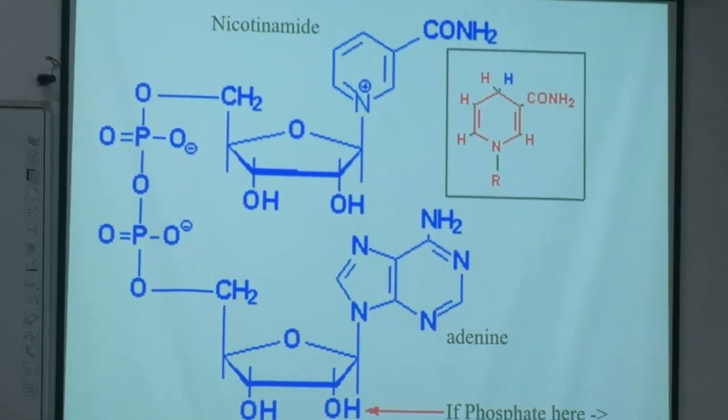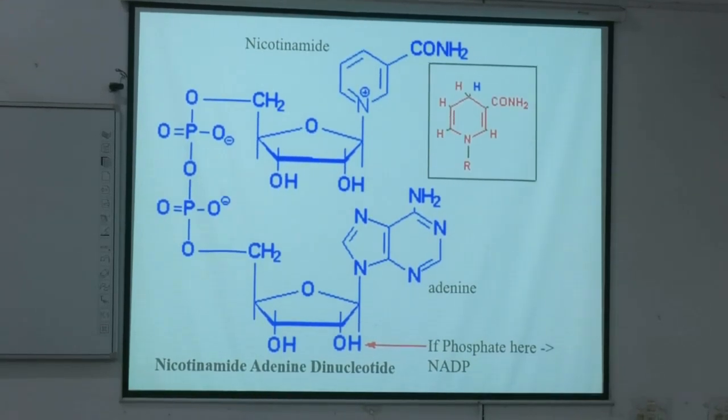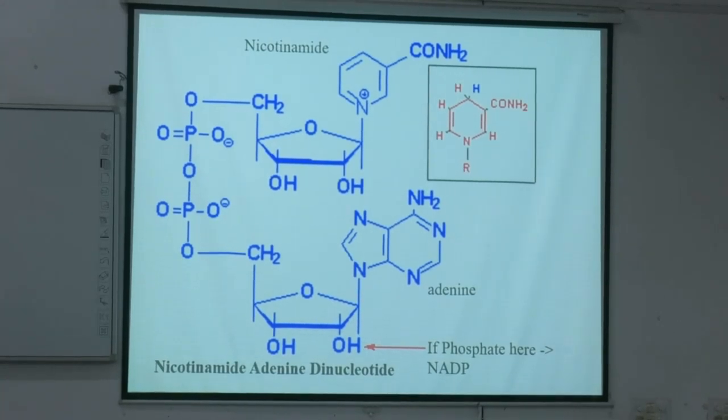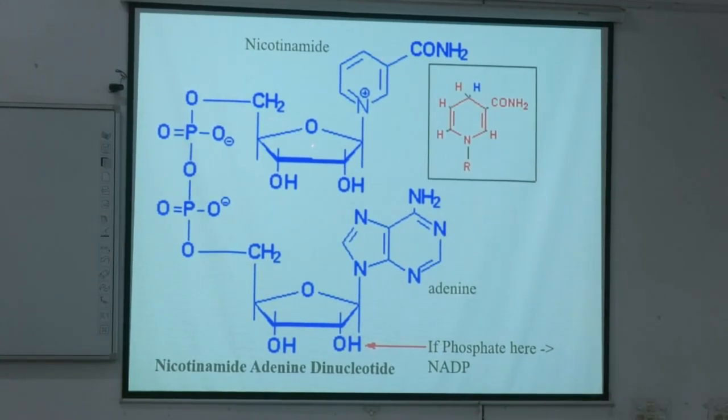Now the structure of NAD and NADP. Why do you call it dinucleotide? These are small viva questions. I tell you. Why do you call it dinucleotide? What are those two nucleotides in the structure? What is this? Nicotinamide. To this is attached ribose, phosphate.